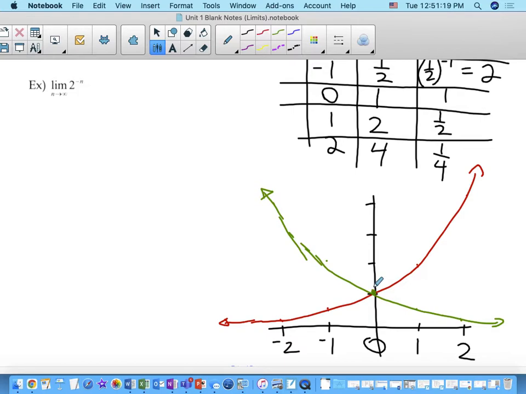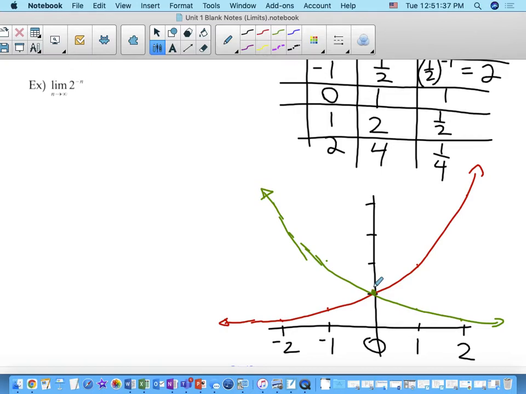If we multiply by something smaller than 1, like a half, we're going to get smaller and smaller and smaller every time we do it. And so it's going to look like the green one.